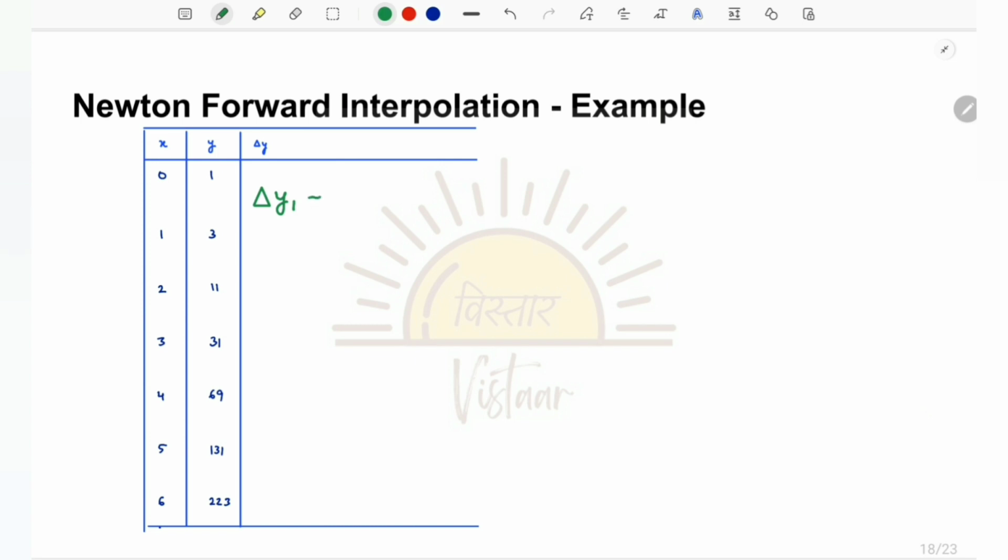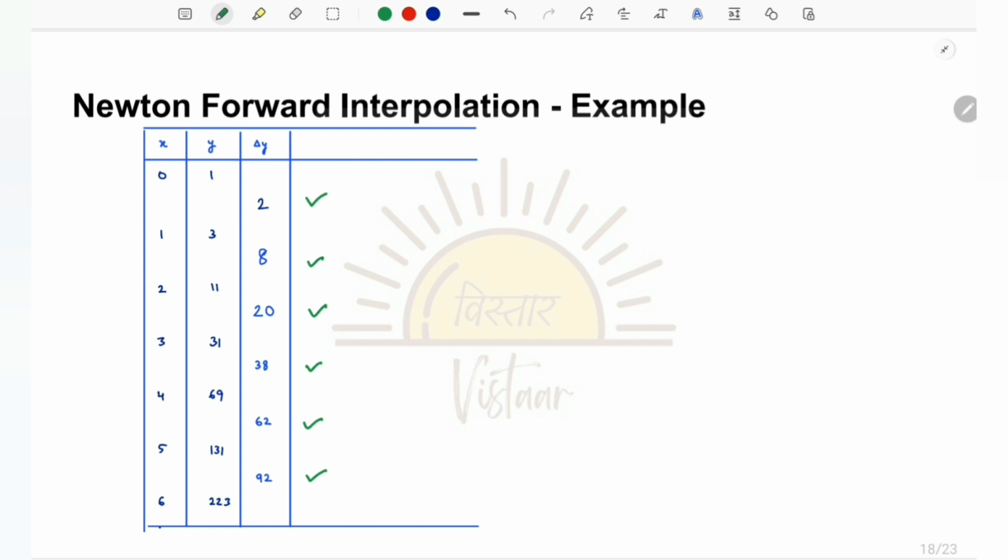Here delta y1 will be 3 minus 1. Next delta y2 will be 11 minus 3. Next delta y3 will be 31 minus 11. Next will be 69 minus 31. Next will be 131 minus 69. Next will be 223 minus 131. If we solve these, we will get delta y. So we will get delta y as 2, 8, 20, 38, 62, 92.